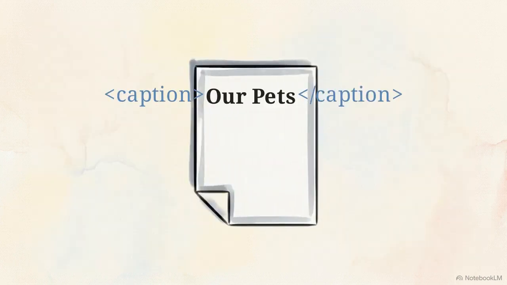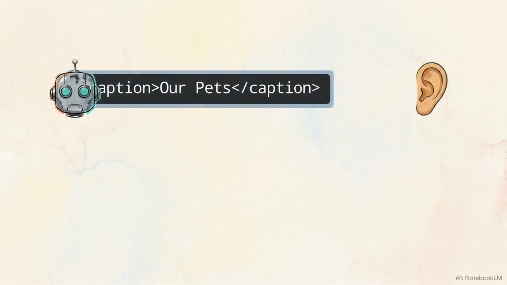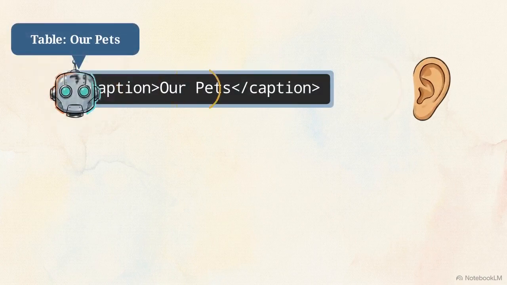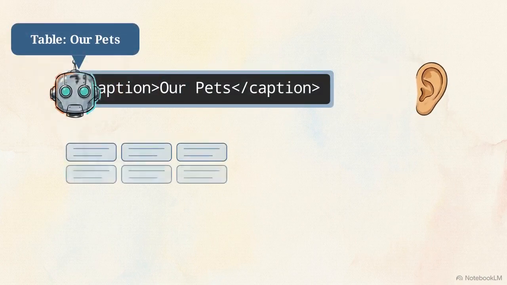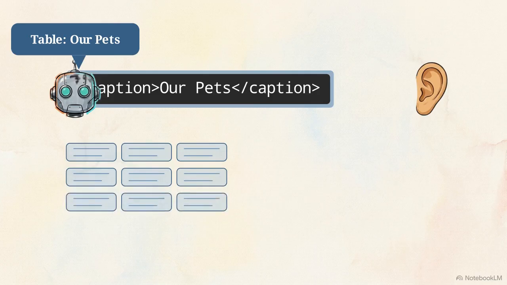These titles do heavy lifting behind the scenes. When a screen reader reaches the code, it announces Table, Our Pets out loud. This tells the user exactly what they're about to hear before the raw data begins.